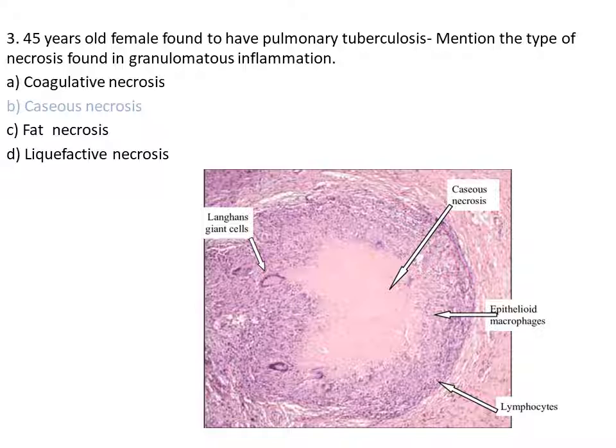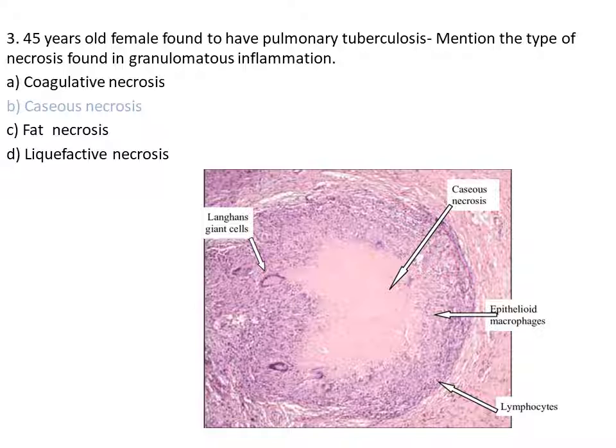So third question is a 45-year-old female found to have a pulmonary tuberculosis. Mention the type of necrosis found in granulomatous inflammation. So we all know that tuberculosis is one of the granulomatous inflammation, and what type of necrosis is seen in tuberculosis? So caseous necrosis is common in tuberculosis.